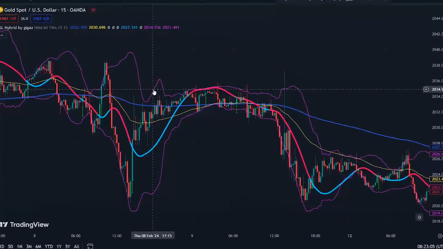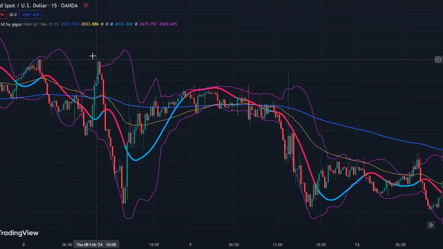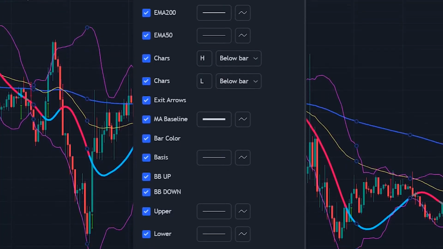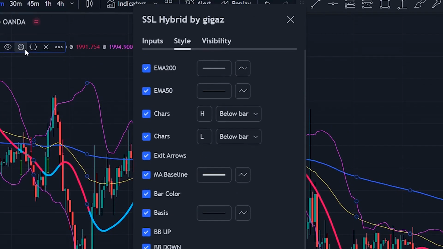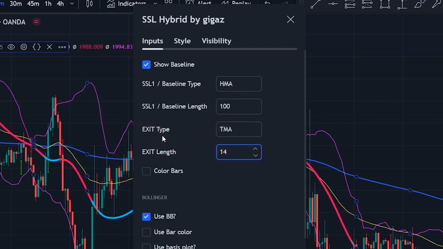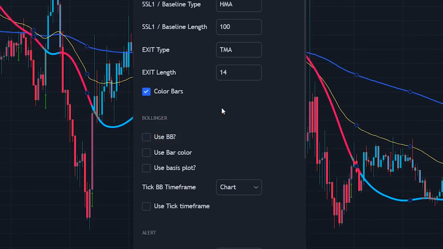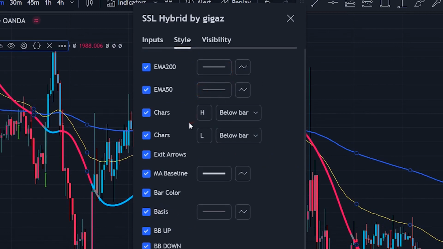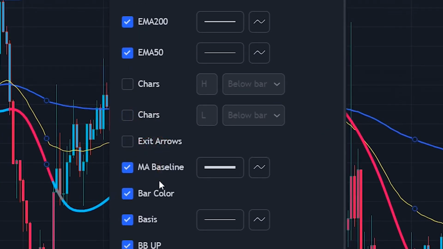Now, before using this indicator, we need to go to its settings and make some changes to use this indicator excellently. So, we go to the indicator settings and change the values that need to be changed. Make sure to remove the ticks correctly. Then go to the Style tab and remove the ticks that are not needed, like me.